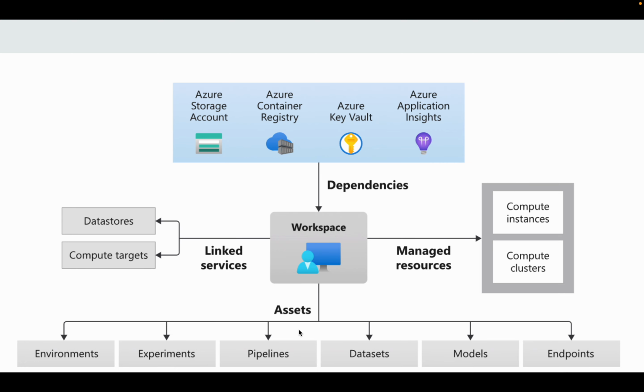Then we have assets. Related to the workspace, we will have assets also. The assets are environment, experiment, pipeline, dataset, models, and the endpoints. So here, environment is just like a Conda environment, which will provide distinct isolation or encapsulation for different activities. Experiment is related to each run. Each experiment that we do will have a unique name and all those things will be here. And we have a pipeline.